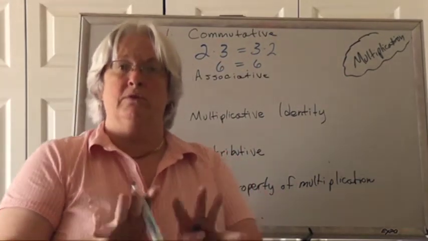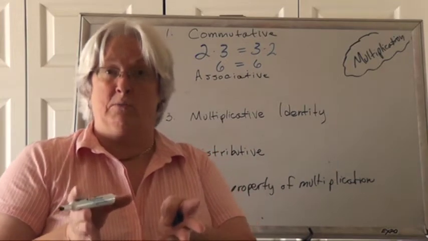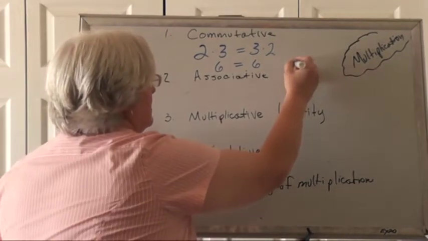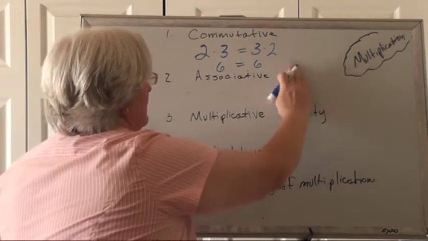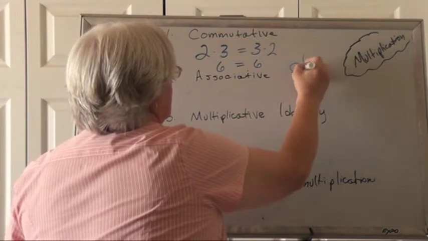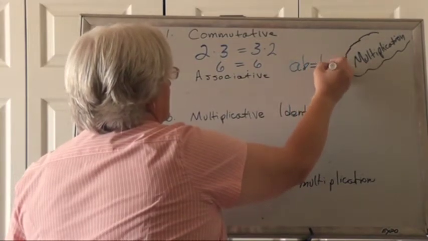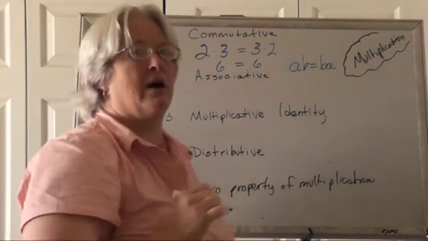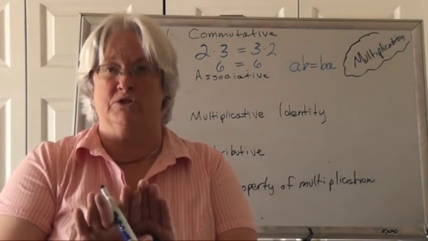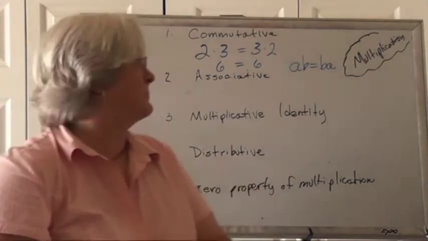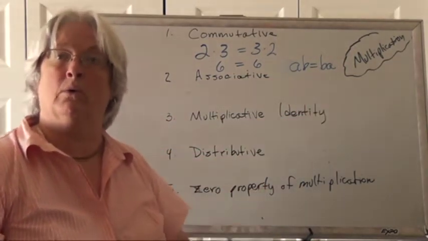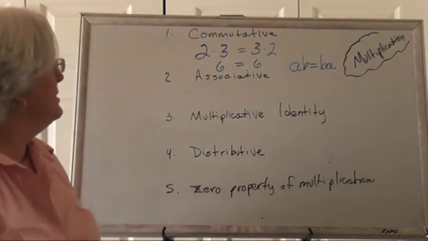So when we turn that into a property where we're using variables to represent any number, we can say that A times B is equal to B times A. Remember, in algebra you bump up the variables next to one another, and that means you're multiplying. A times B is the same as B times A. It doesn't matter in what order you multiply numbers.